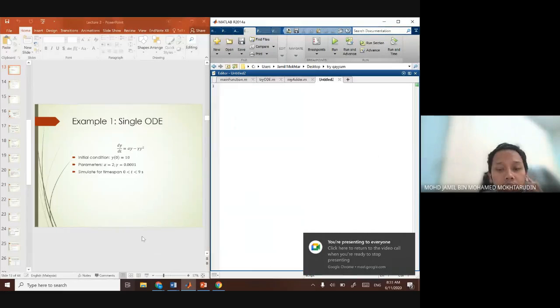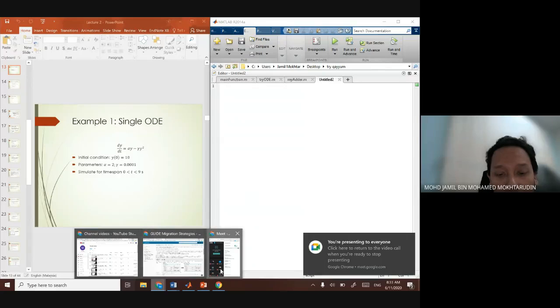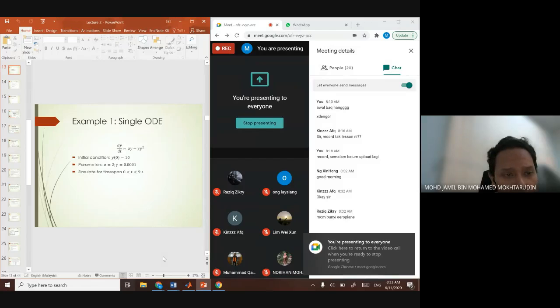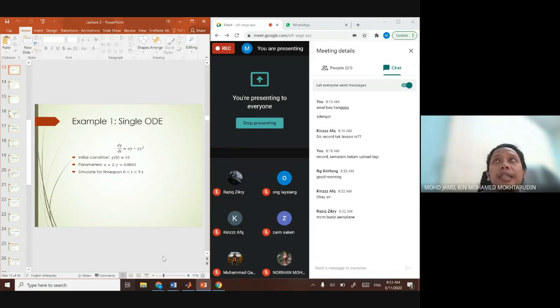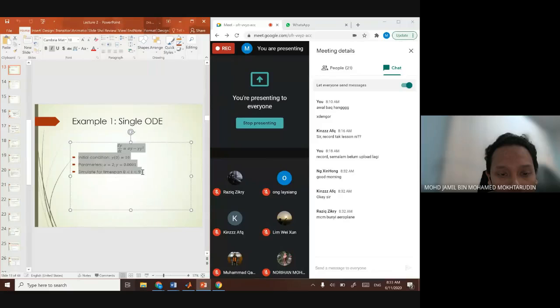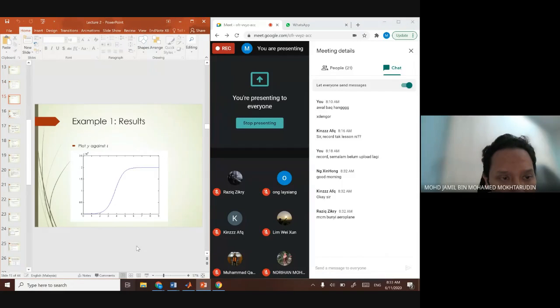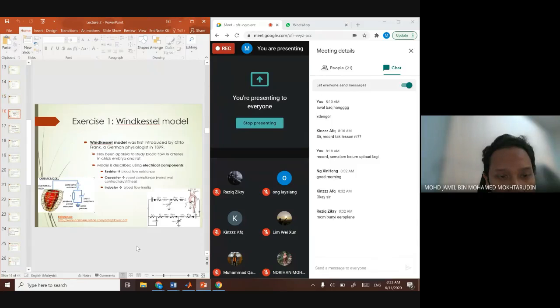Okay, so yesterday we looked at how to write the code for a single ODE. I hope you can try by yourself how to code this kind of ODE. There is an example here, but we will skip this exercise for now. We will come back later.